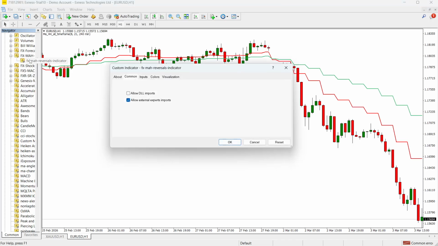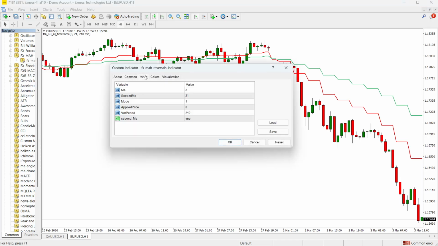As for the indicator settings, let's see what we have at the inputs. Alright, so the MA parameter sets the primary moving average basis that shapes one side of the channel. SecondMA controls the secondary moving average that defines the other side. So the distance and behavior between the green and red lines depends on the interaction of these two MA settings.